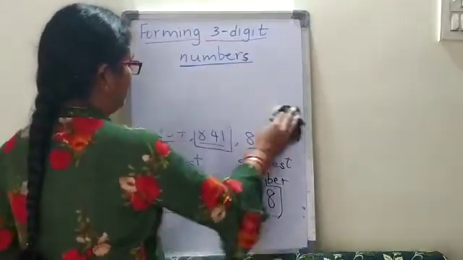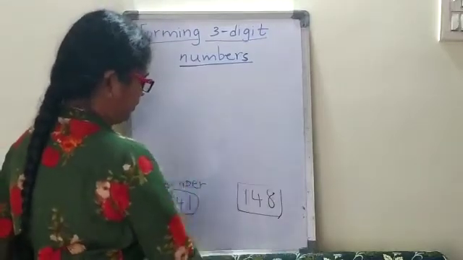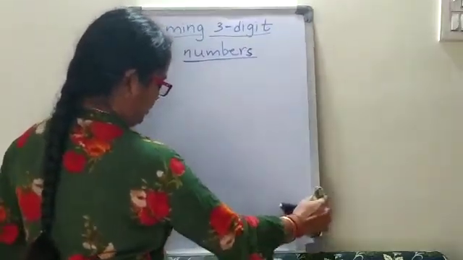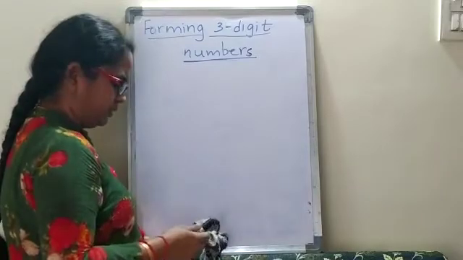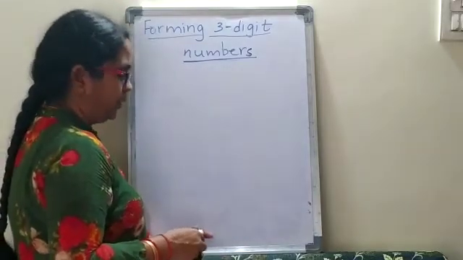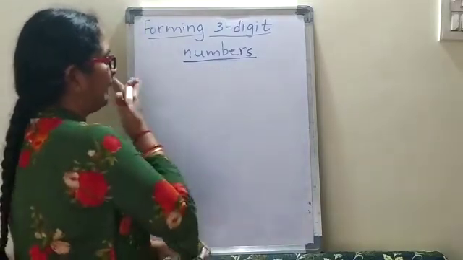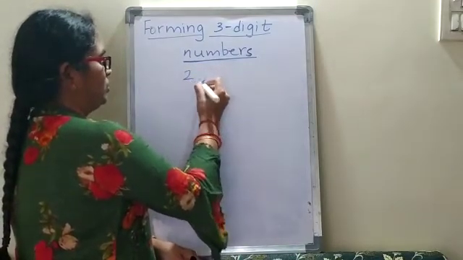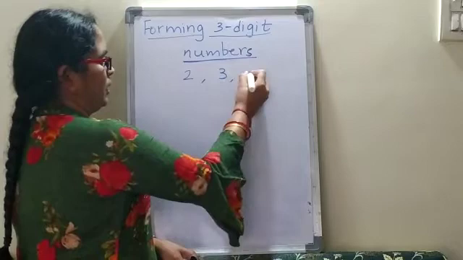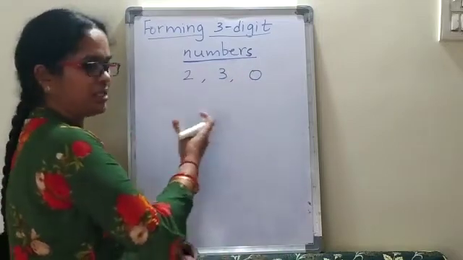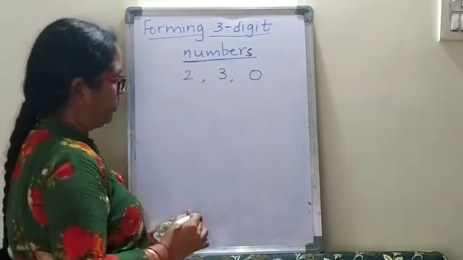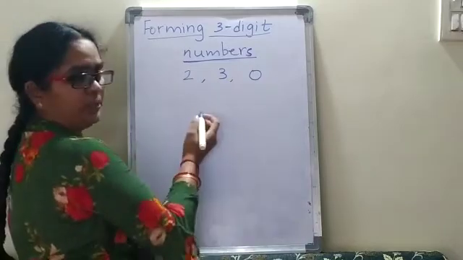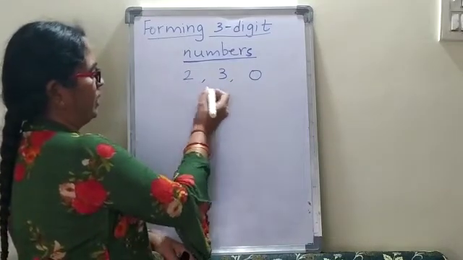Let us see one more where we have 0 amongst the given numbers, like 2, 3 and 0. If these 3 digits are given, then how to write the 3-digit numbers? Same as we have done before.